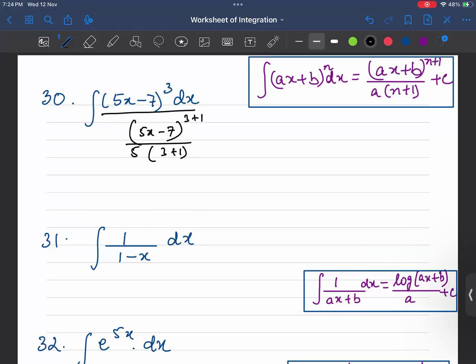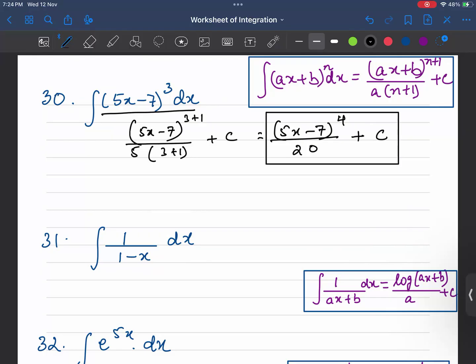I think it's clear. Plus c. It will become (5x minus 7) power 4 upon 5 fours are 20, plus c. This is your answer. Directly you can solve these questions. Because in the exam, you have to do the applications of integration. And at that time, if some question comes like that, you don't have to waste your time substituting and doing it. Because these questions should click directly and you can solve them. Okay? So it's an easy one.